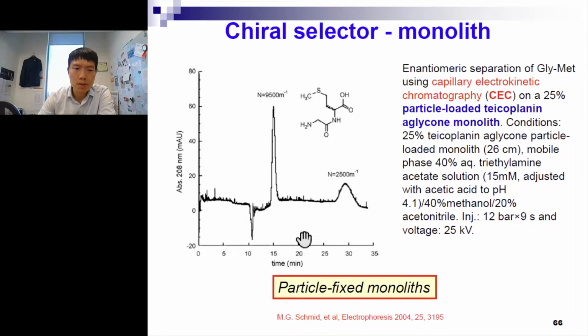More examples here. This is your particle fixed monolith. We are trying to separate this compound, which is a polyamide made of two amino acids, glycine and methionine. The chiral centers here, you have both your R and S. So how do you separate them? We use capillary electrokinetic chromatography on a particle coated or loaded teicoplanin aglycone monolith. You see that the peaks look a bit different. One is sharper, one is broader. But the point is that we would like to have a clear separation of both.